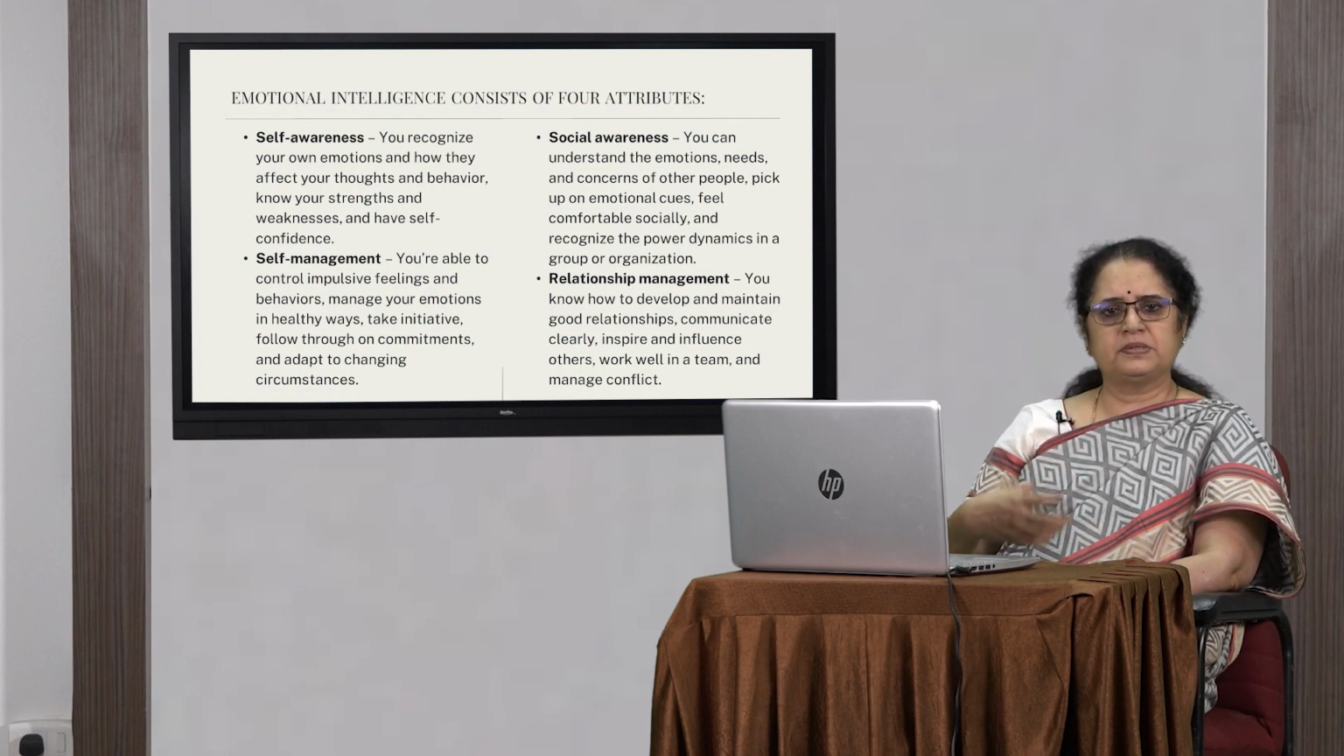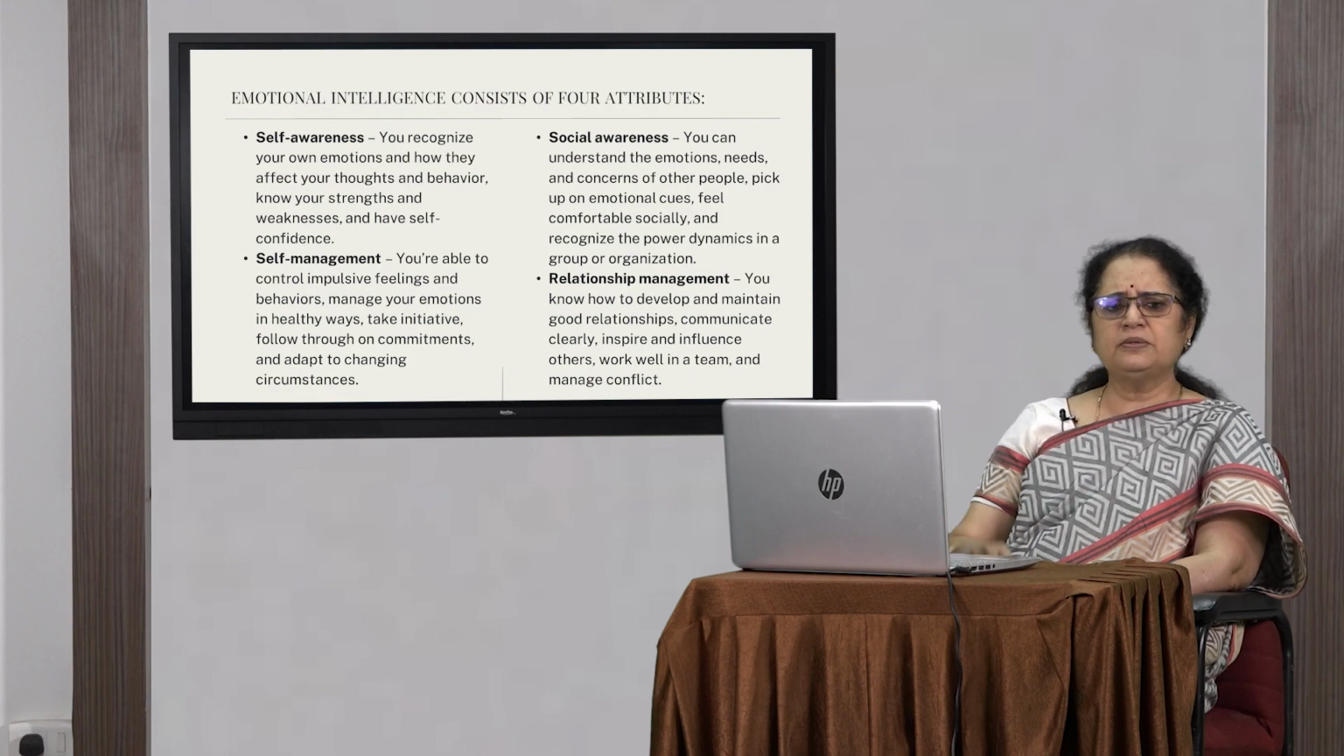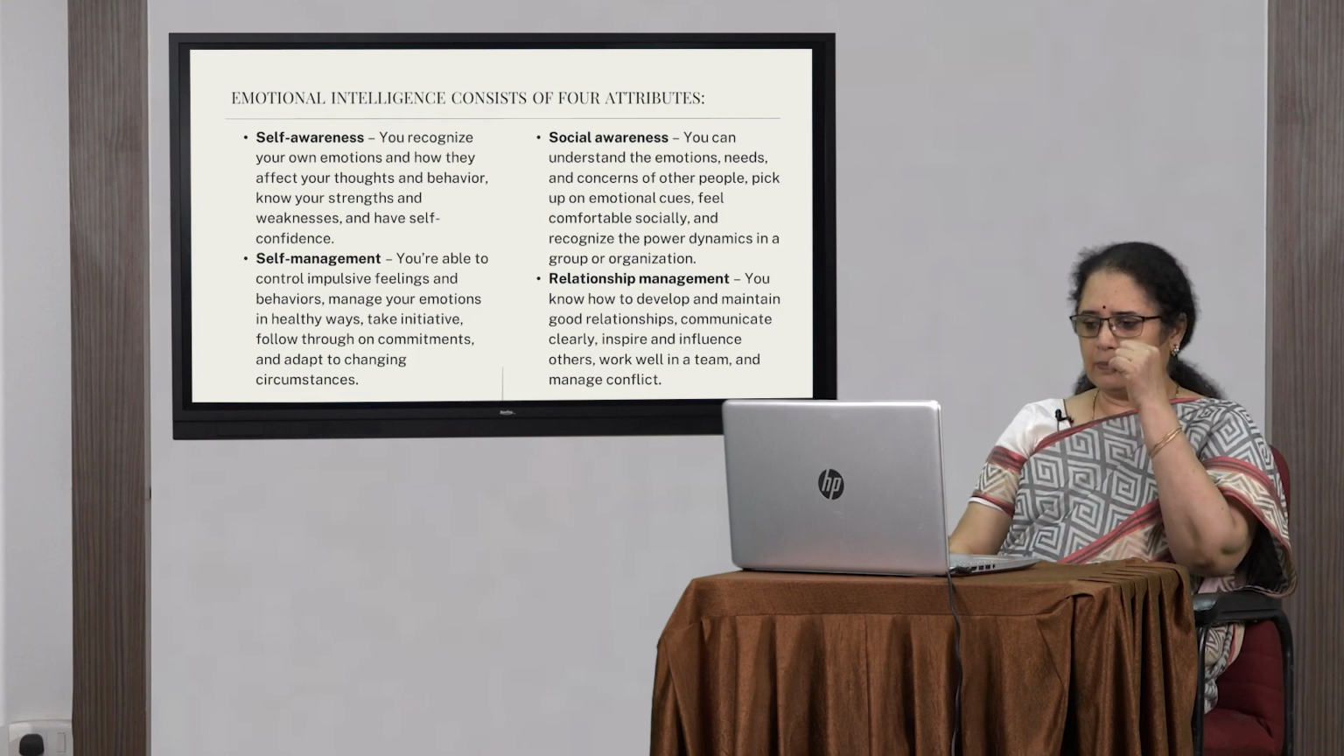Your relationships are dependent on how well you are able to connect with other people on the emotional level, and that is the 4th point. Relationship management, if you see, is important.